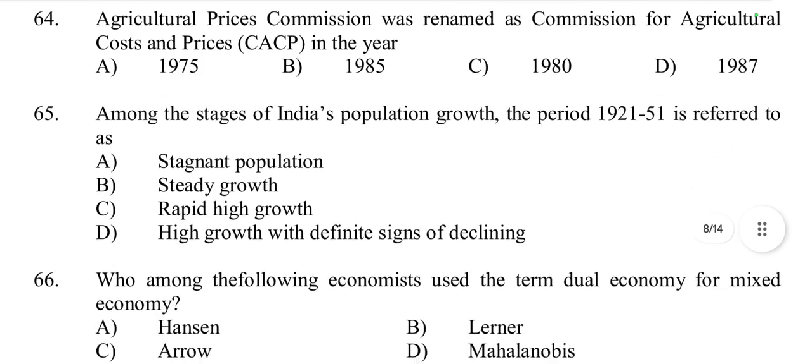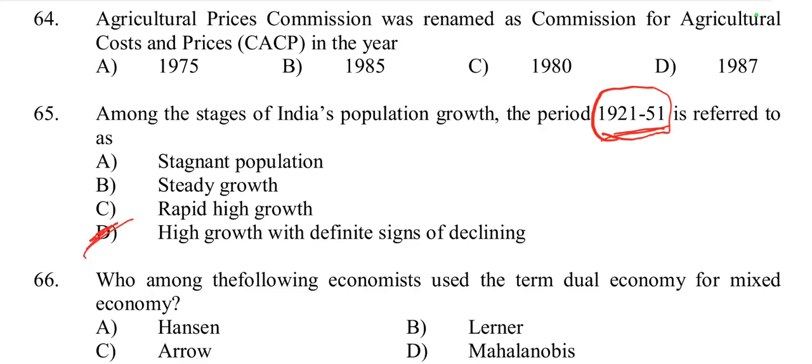Then question number 65. Among the stages of Indian population growth, the period 1921 to 51 is referred to as stagnant population, steady growth, rapid high growth, or high growth with definite sign of declining? India's population growth during 1921 to 51 is high growth with definite sign of declining.